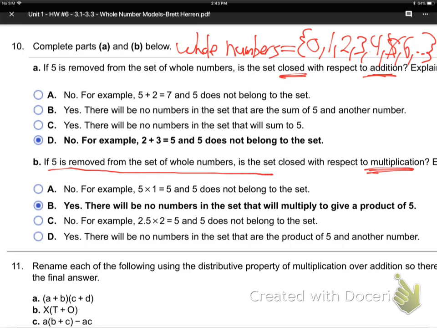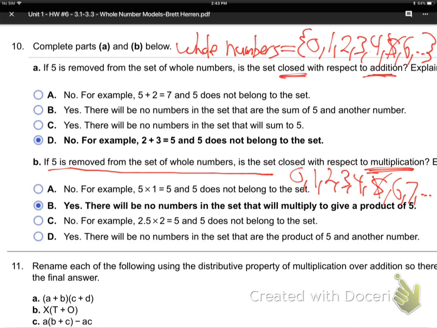You with me? And then number 5, if 5 is removed from the set of whole numbers, same thing, is it closed with respect to multiplication? So if you yank 5, same thing, we're taking 0, 1, 2, 3, 4, 5, taking out 5, we got the rest of them, and we're just going to multiply numbers with numbers, and we want the answer to be in there. Would the answers always be in there still? What do you think? Well, it's yes. It would.